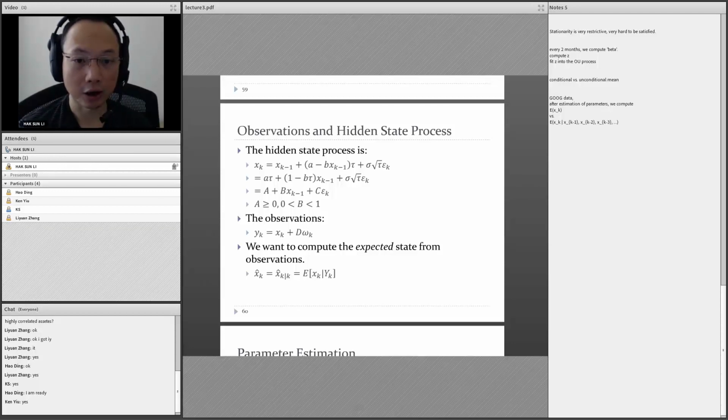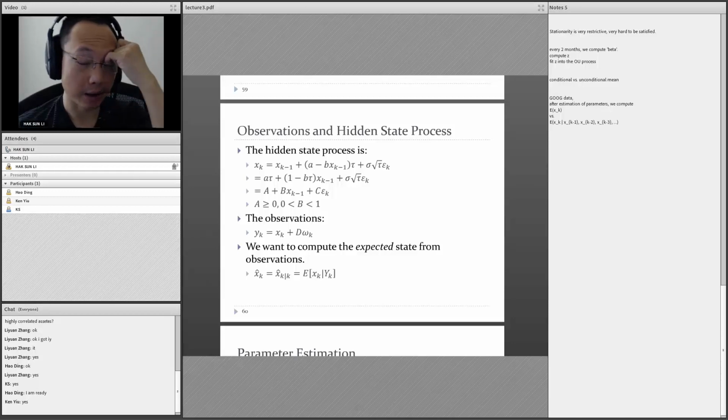The coefficient itself is also a constant, and then this is the random part. This is the white noise. This is what makes this process a random process. It's this epsilon_k here, the IID white noise. And again, sigma root tau is a constant. So given any data like the Google data, we want to fit it to the OU process. We need to fit three parameters A, B, and C.